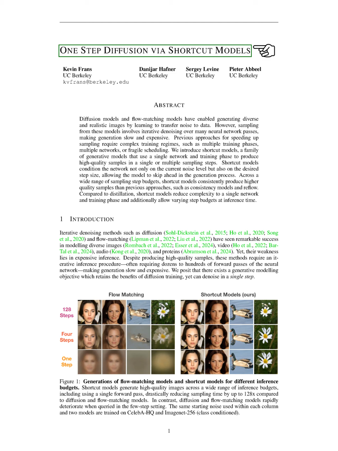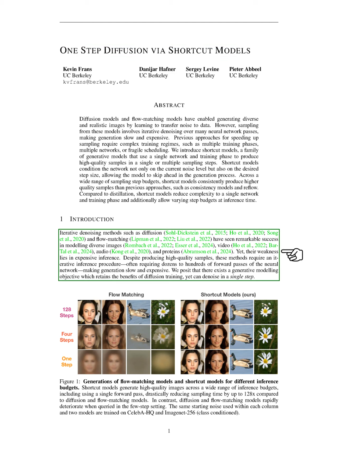Section: Introduction. In this section, we discuss iterative denoising methods like diffusion and flow matching, which have achieved great success in generating various types of data, including images, videos, audio, and proteins. However, these methods are often slow and costly due to their need for multiple passes through the neural network during inference. We believe there is a way to maintain the advantages of diffusion training while allowing for one-step denoising.